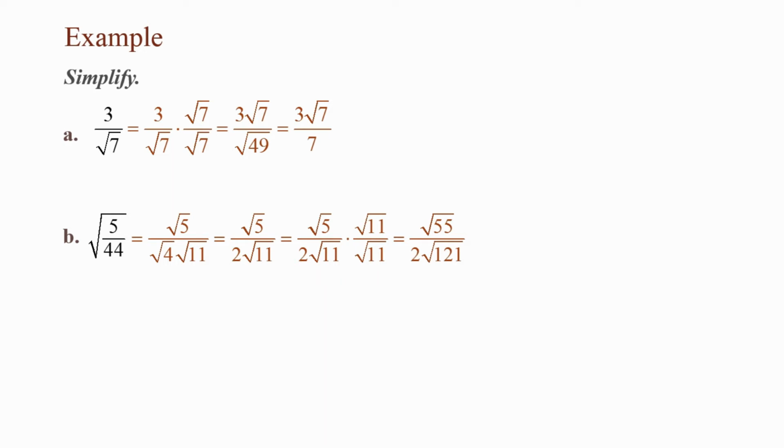and 11 times 11 is 121, so I have the square root of 121. Now I want to take the square root of what I can, so the square root of 121 is 11. I have the square root of 55 over 2 times 11, and 2 times 11 is 22. So my final answer is the square root of 55 divided by 22.